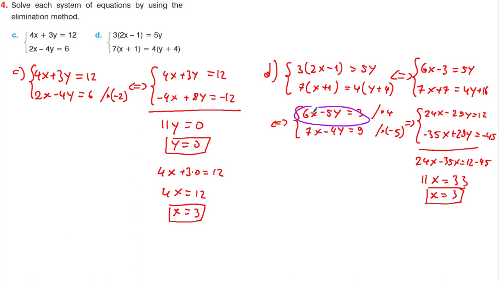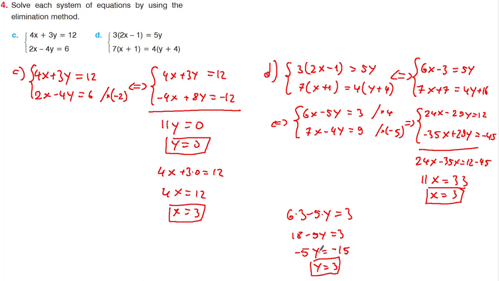Why? The numbers are smaller and we can work out easier there. So 6 times 3 minus 5 times y is equal to 3. 18 minus 5y is equal to 3. Negative 5y is equal to 3 minus 18, that's negative 15, y it's 3. So x is 3, y is 3.